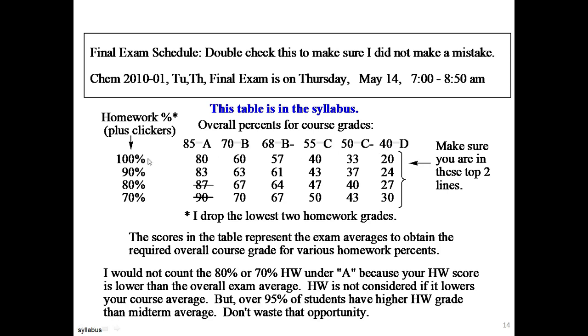But now look at what happens if you get 100% on the homework and clickers. Instead of an 85, you need an 80. Instead of a 70, you only need a 60 average. Instead of a 68, you only need a 57 average. Instead of a 55, you only need a 40 average. That's a C. Okay, that's not even 50% because you did the clickers and the homework. If you need a C minus, which gets you into biochem, you only need a 33%.